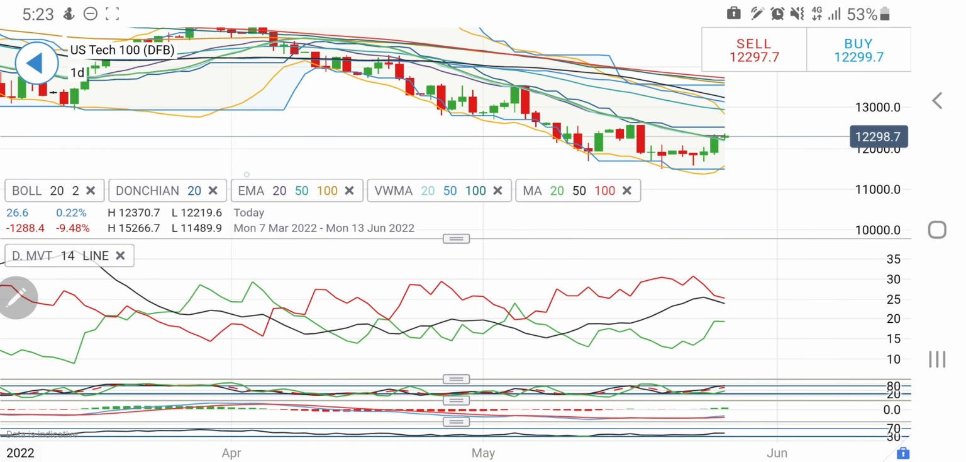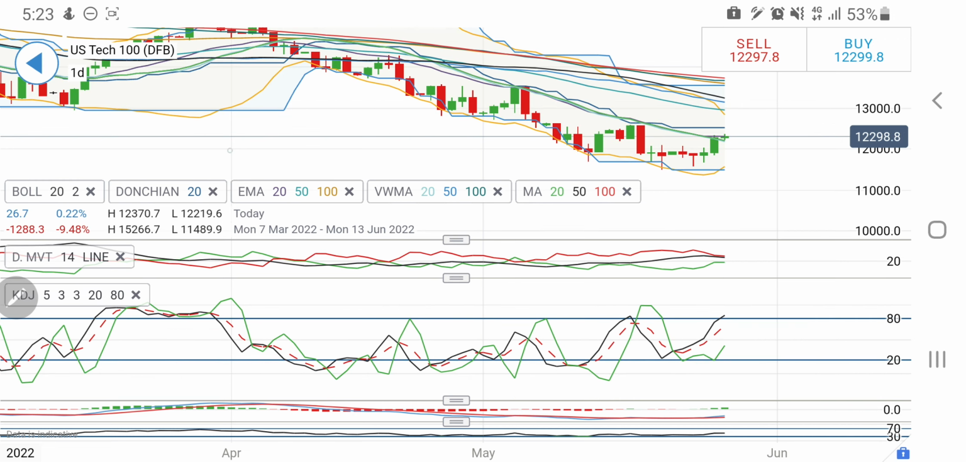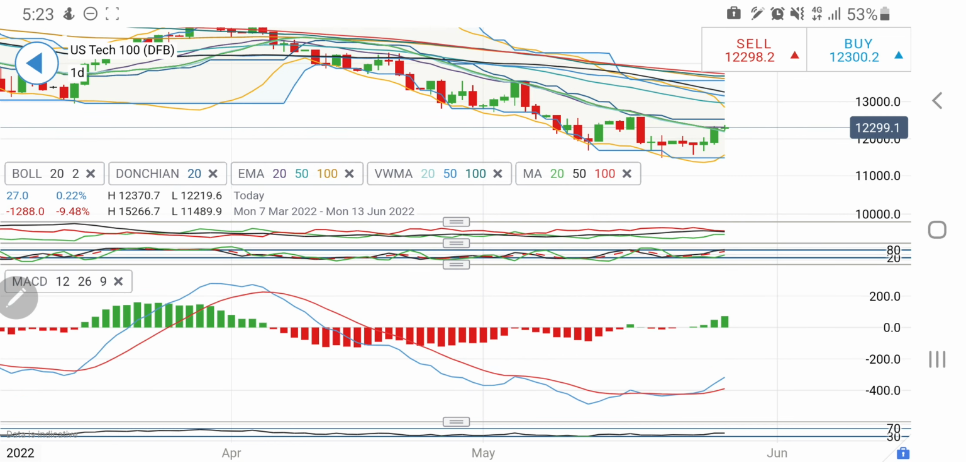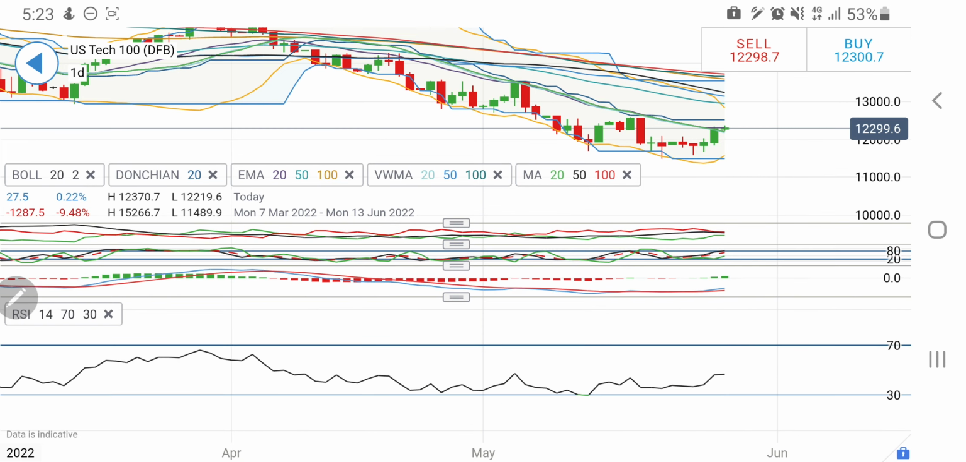Take your positions accordingly. The directional movement is bearish here. It is trying to converge. The stochastic is overbought again. And if you look at the MACD here, the MACD has crossed and it is extremely divergent. It is still got some bullishness in it and it can still continue to rise from here.